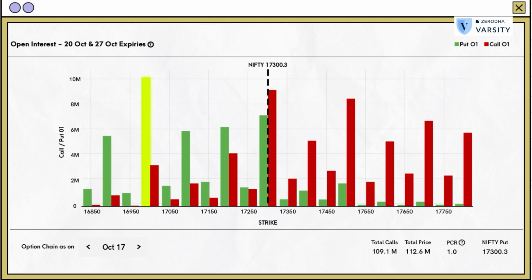The 17,000 put options have a large open interest buildup, nearly 10 million contracts. And the 17,300 call options also have a large open interest buildup, both indicating that the markets are unlikely to break below 17,000.